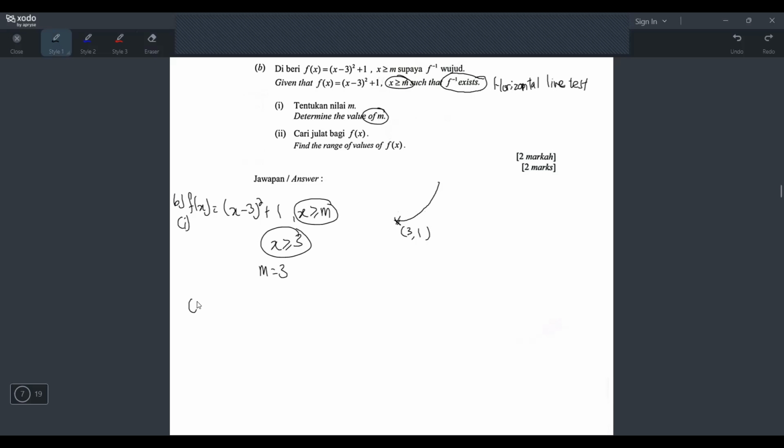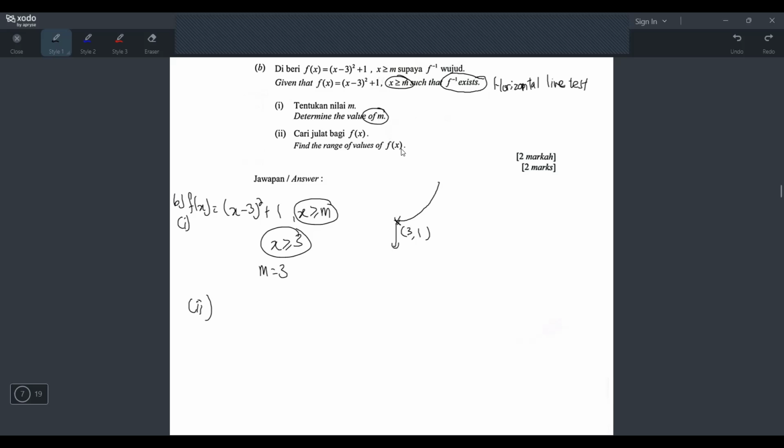So I hope you understand. It means in order for the f inverse to exist, you have to draw your graph in this way, where you start from the x coordinate m. It means your starting point has to be 3, 1. You understand? Because if you start from a point like this, then the horizontal line test will cut the graph at 2 points, right? That is why the range has to be like this, right?